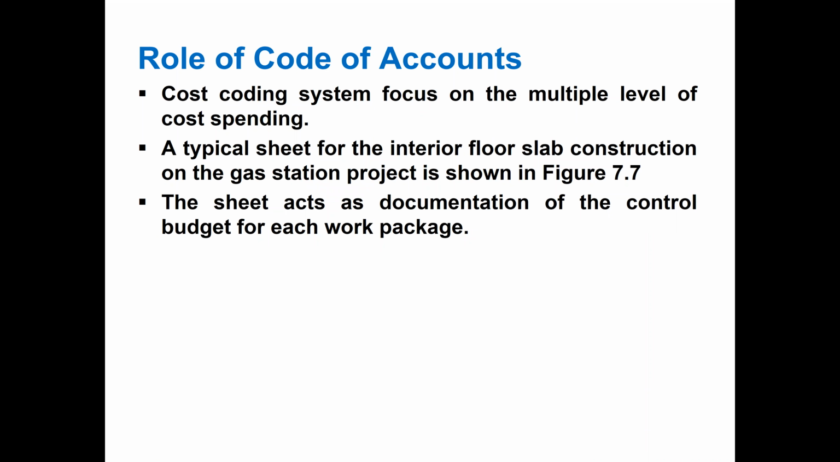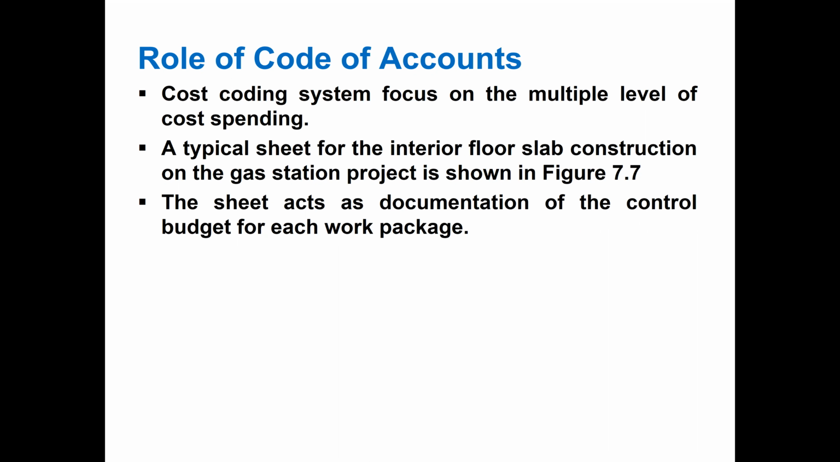Okay, role of codes of account. Suppose we want to know how much is the cost for cement, or how much is the cost for woodwork, or how much is the cost for doors and windows, or how much is the cost for labor. So we can have different accounts. And then by computer we can separate that: in this project how much cement we have used, or how much concrete we have used, or how many doors and windows we have installed in the whole project. Or how much is the cost for piping works, for example. So the cost coding system focuses on the level of cost spending.